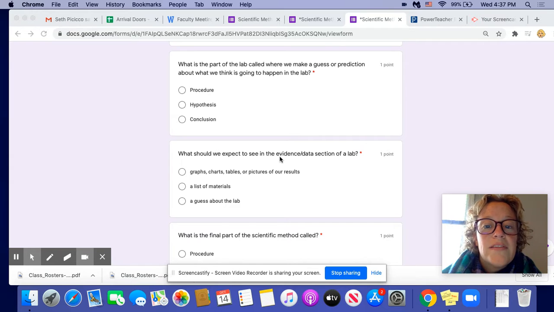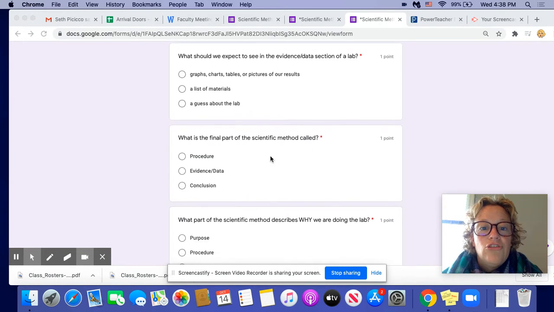What should we expect to see in the evidence or data section of a lab? So think about if we share data or evidence of what we did in the lab, what are we going to have? So think about the bubble gum lab. How did we show what those fake gum chewing kids did and what they got? Okay. Did they have a graph, chart or table of our results? Is it a list of materials? Or is it a guess about the lab? Which one is considered evidence or data? Pick your answer.